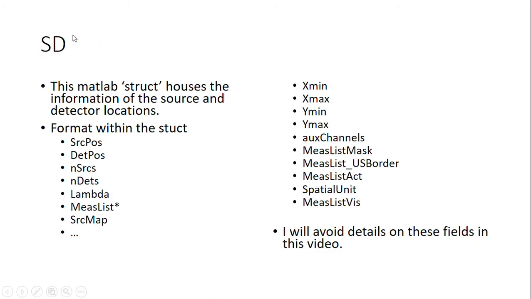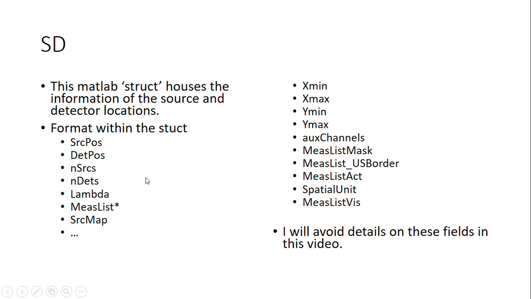With the SD, this is going to be a major struct in MATLAB. So it's basically a big box housing a whole lot of things. The MATLAB struct will house your source positions, your detector positions. These are going to be in XYZ format. It's going to have the number of sources, the number of detectors. Lambda will be your wavelengths. Mesh list, which will go into a little bit more detail later. You have the source map, the xmin, xmax. You have a whole series of various variables within this struct that need to be put into play.